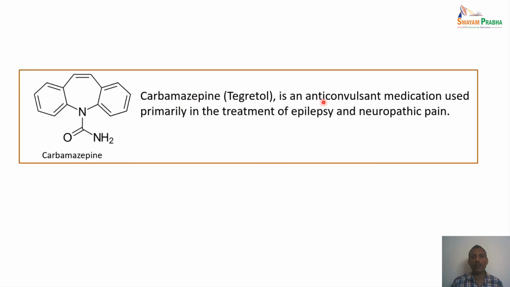Carbamazepine is one of the compounds. It is an anticonvulsant medication that is used primarily in the treatment of epilepsy and neuropathic pain. So this is the drug which is generally used for the treatment of epilepsy and neuropathic pain.